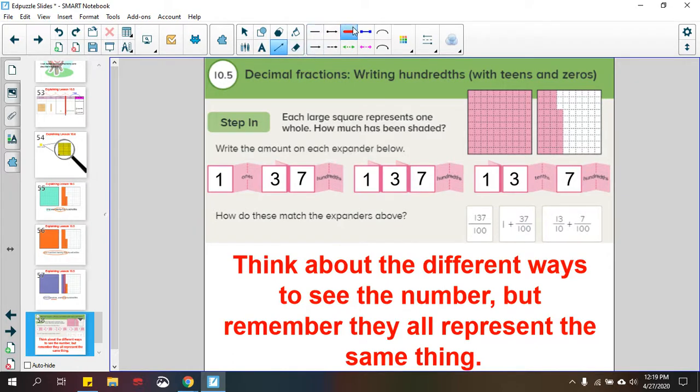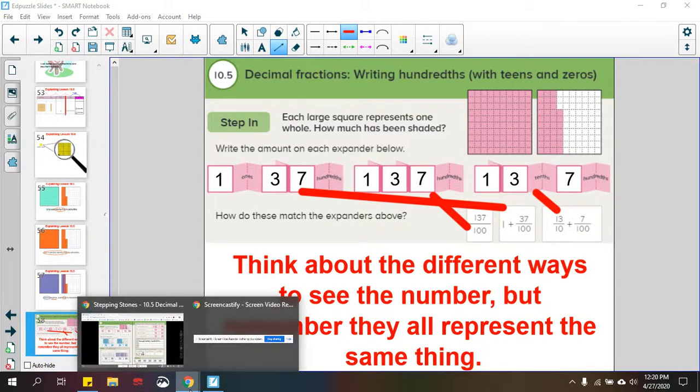So now they want us to figure out how these number cards match the expander. Well, this number card here says 137 hundredths. That's exactly what this expander tells us. This one here says 1 plus 37 hundredths. Well, that means we're going to go 1 whole plus 37 hundredths. And then my last card here says 13 tenths plus 7 hundredths, and again, I'm just reading the fractions as they look. That would be this last one here. So again, they all stand for the same thing. They are just different ways to see the number.